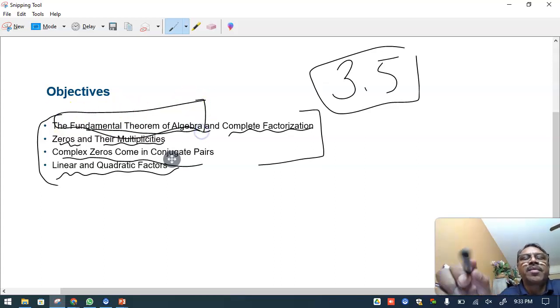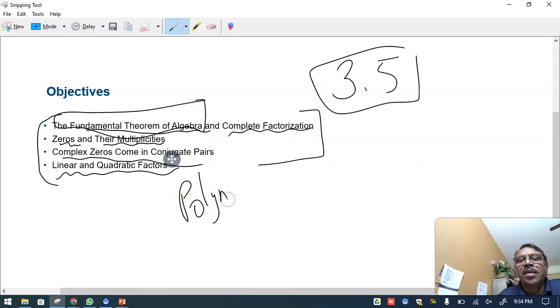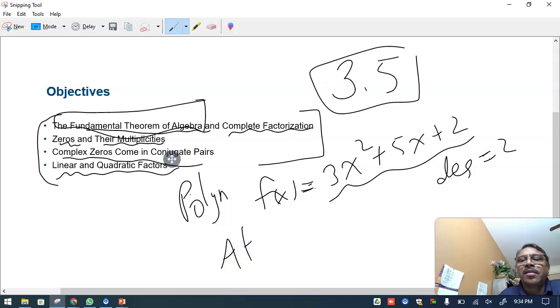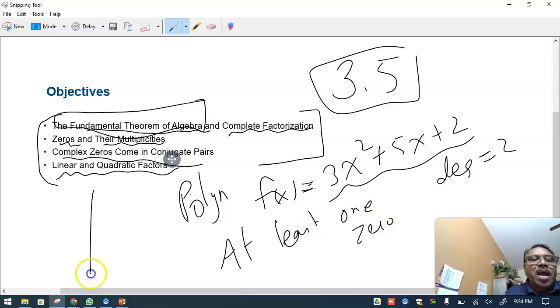Remember, the fundamental theorem of algebra says any polynomial with degree n with complex coefficients has at least one zero. So remember, I can just write 3x squared plus 5x plus 2, a simple case, and this is a degree 2. Now this can have at least one zero. That's the meaning of it.